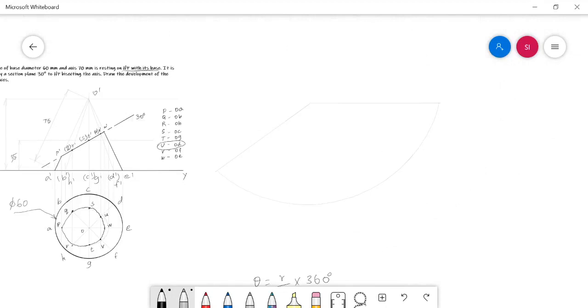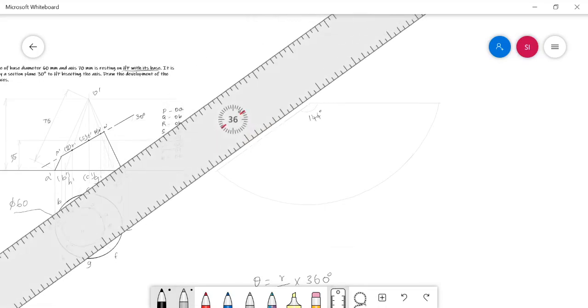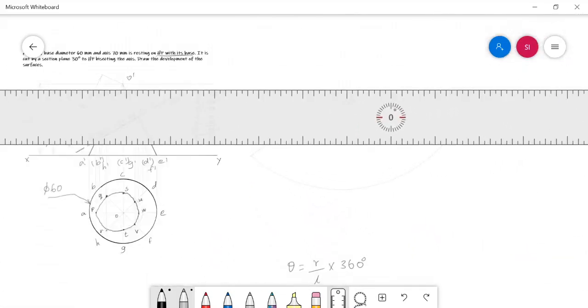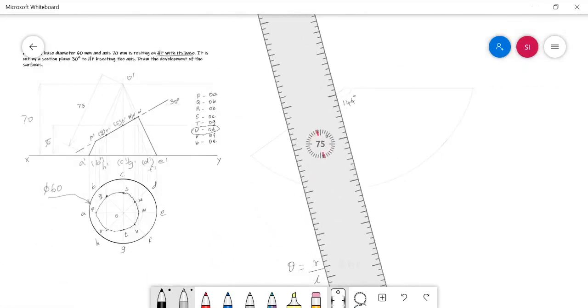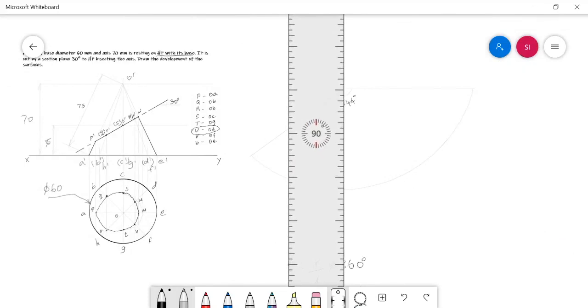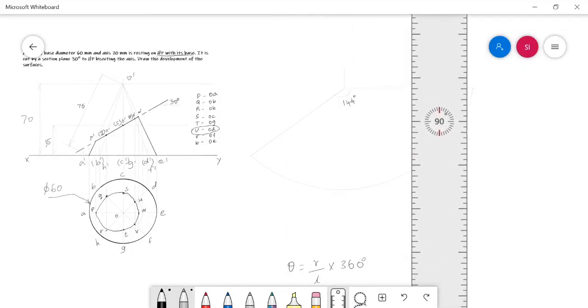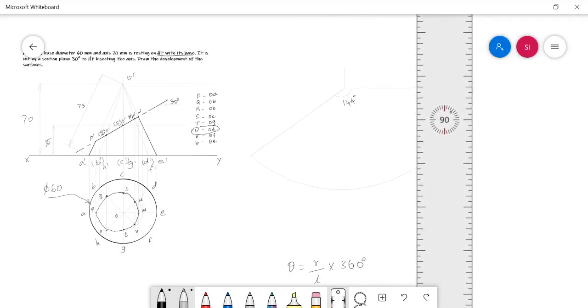Now I completed the development of the uncut cone. Here the inside angle is 144 degrees, and the radius of the sector is 75 mm, which is equal to the true slant generator length of the cone.